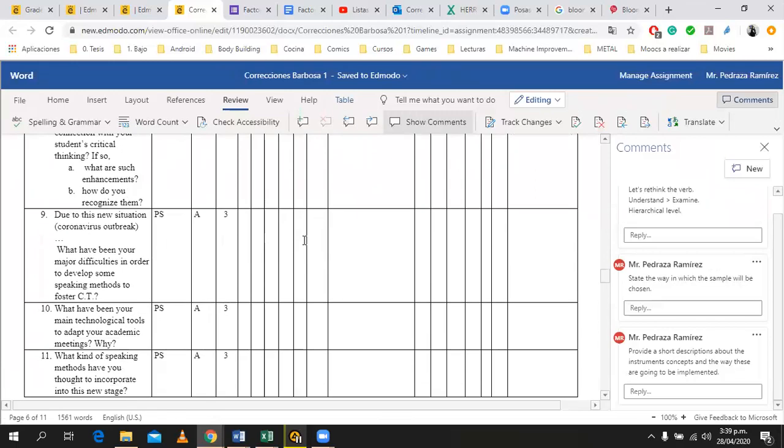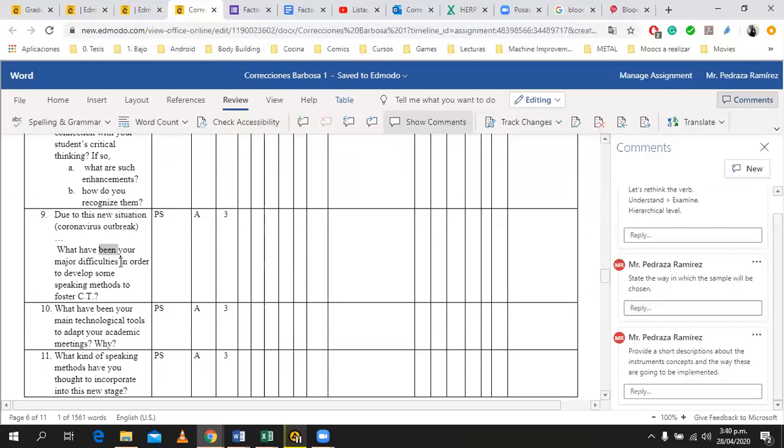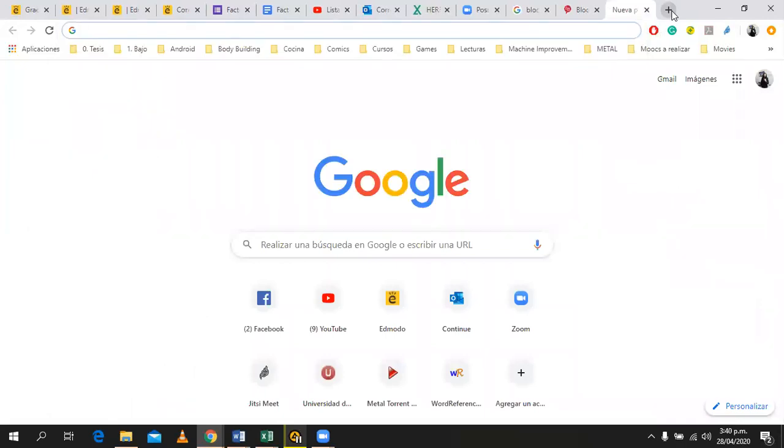Due to this new situation, Corona, what have your major difficulties been? Teacher, you already told me that, but I was searching to correct it like you told me, but I think that it's better as I wrote it. What has been? No, because this is past perfect. ¿Cuáles han sido? What have been?